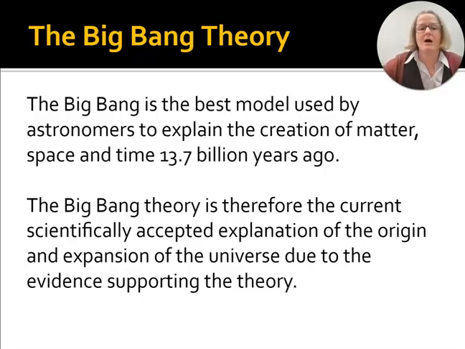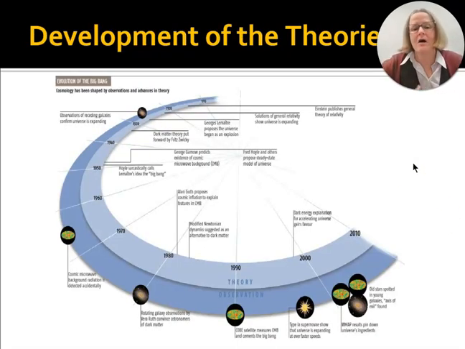Now, the Big Bang Theory is our current scientifically accepted explanation of the origin and expansion of the universe because of all that evidence which supports the theory. And we've just looked at two pieces, and there are others that are more complex to talk about. Here are some of the observations and the advances in theoretical thinking and mathematics that have contributed to our Big Bang Theory being the best explanation that we have at the moment.